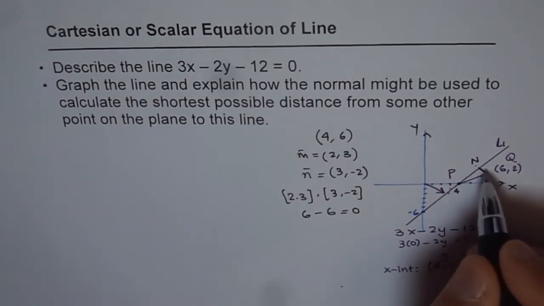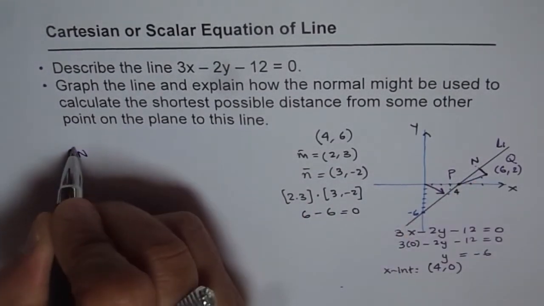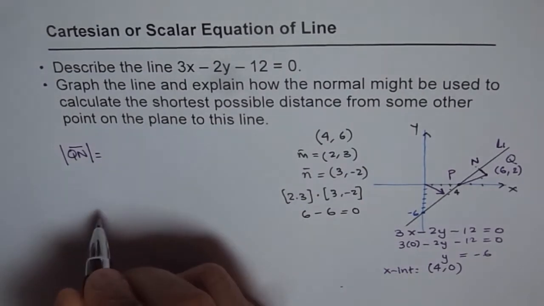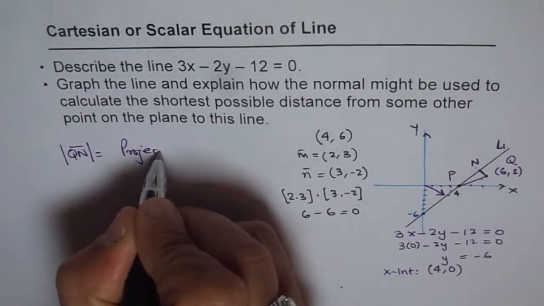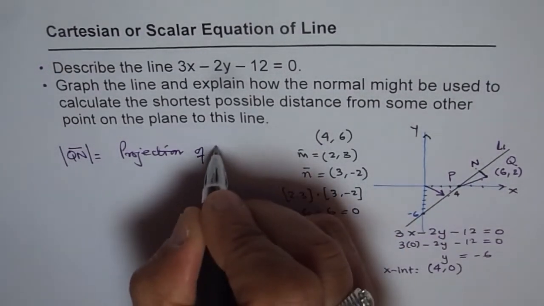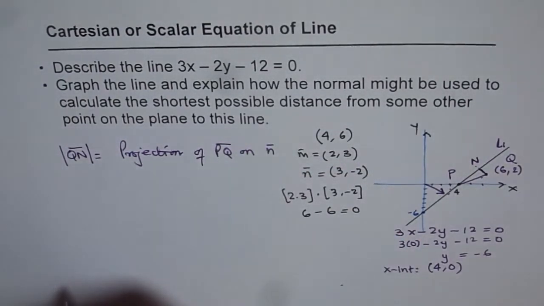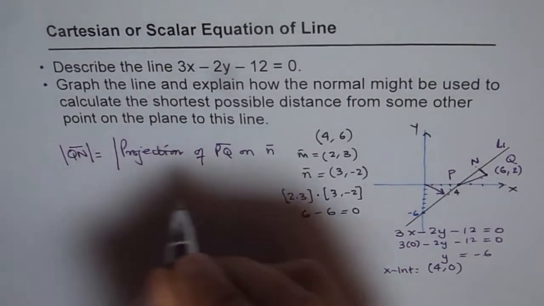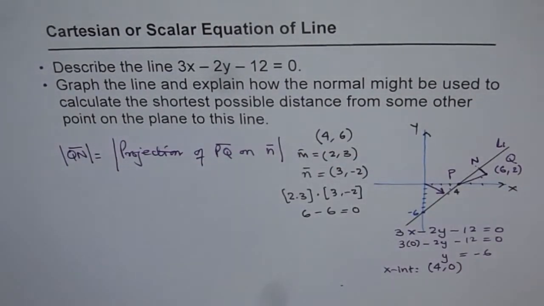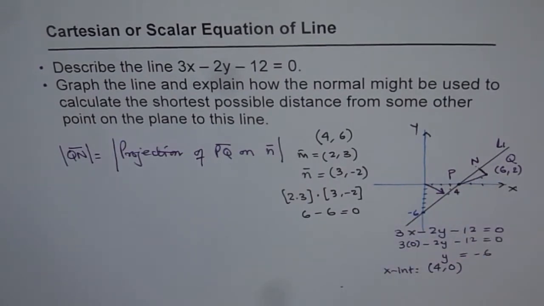Do you understand? So I can write this as the magnitude of Qn, which actually is the projection of, in this case, PQ on the normal vector. So the magnitude of this gives us the shortest distance, right? I hope you can visualize it and understand how we can calculate its magnitude just now. We will do it and check our answer.